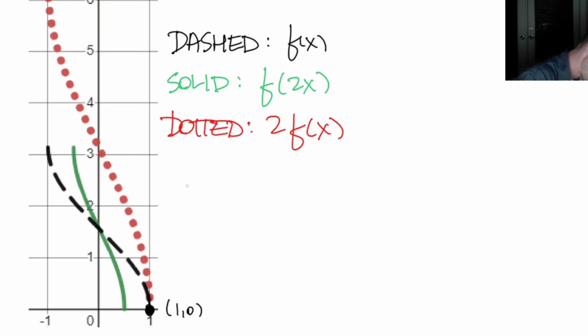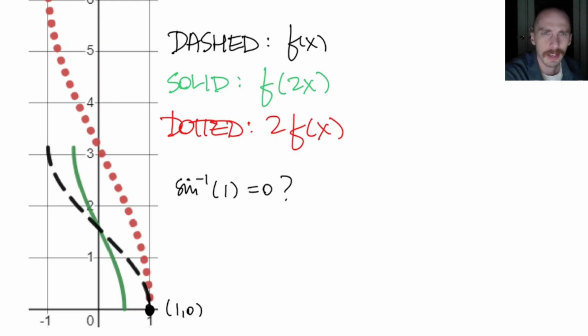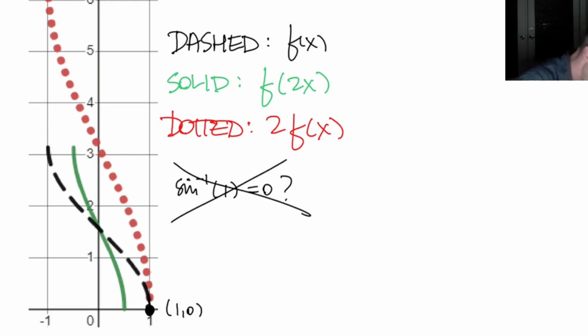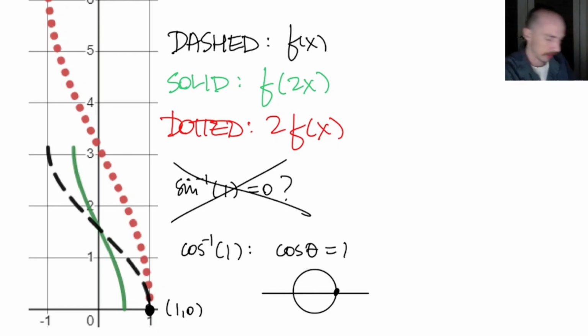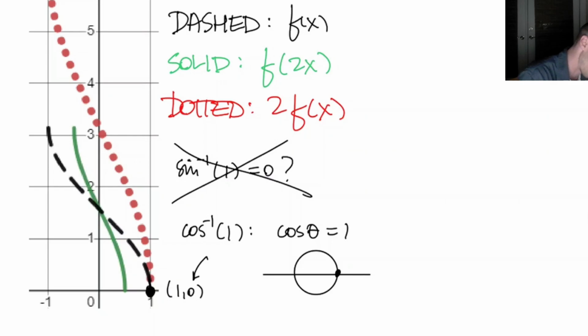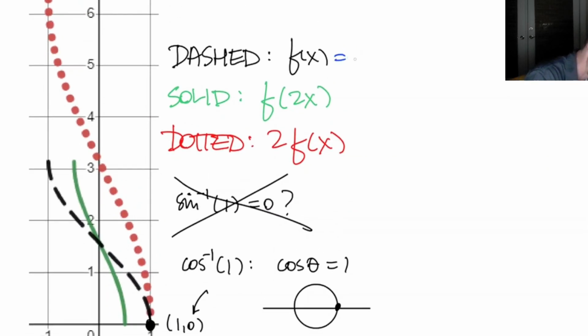So is arcsine of 1 equal to 0? No. Theta equals 0 is not the place on the unit circle where sine is equal to 1. Okay, so I think about arccosine of 1. When I do that, I think about where cosine theta is equal to 1 on the unit circle. That is right over here at theta equals 0. So this is indeed the graph where dashed was f of x equals inverse cosine x.